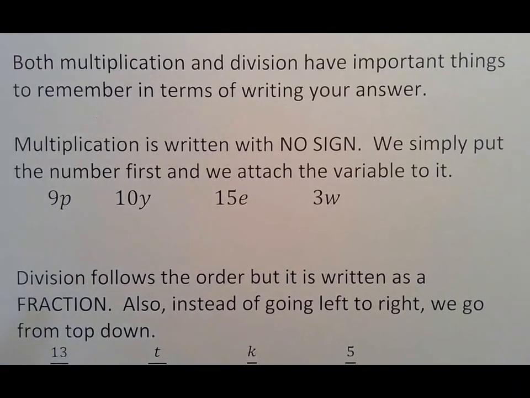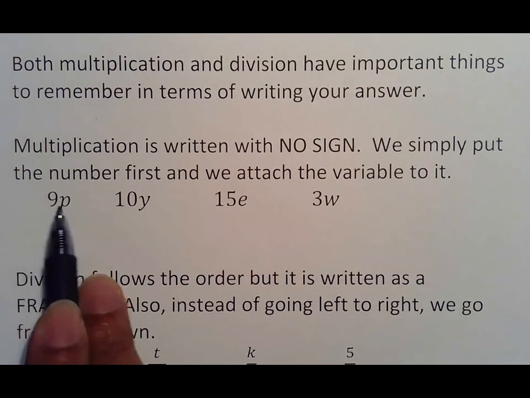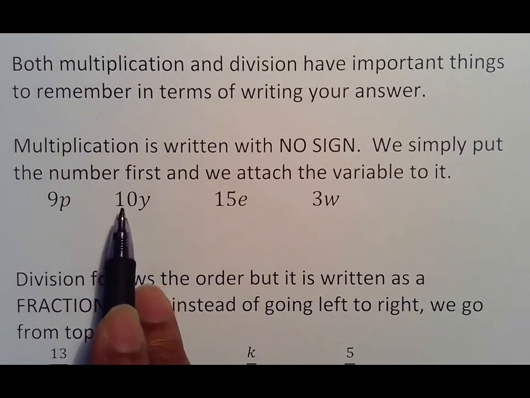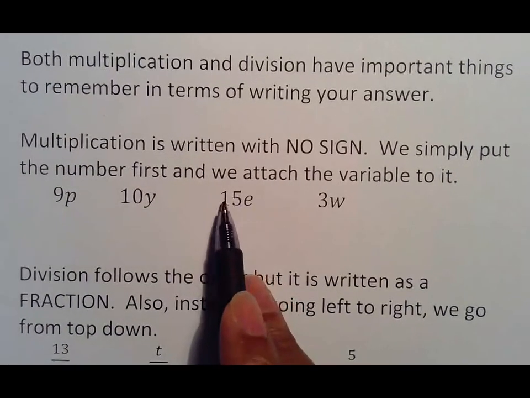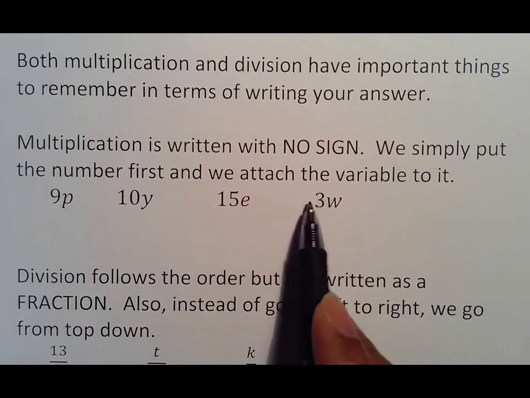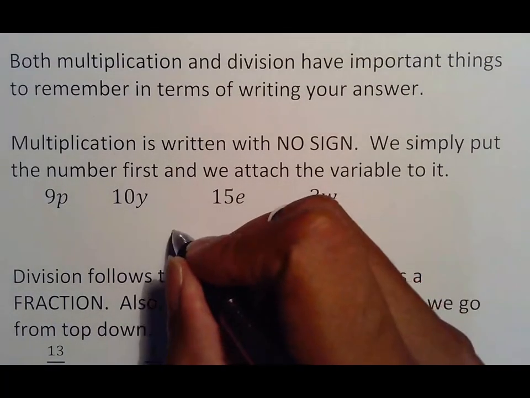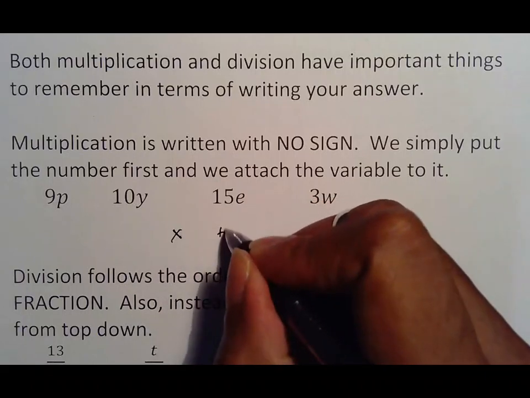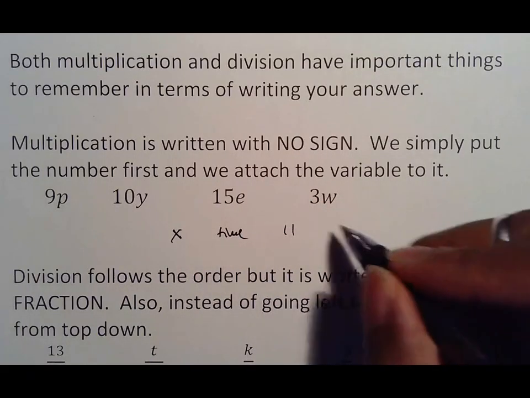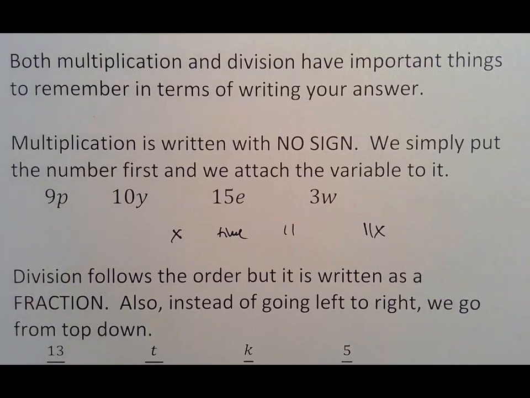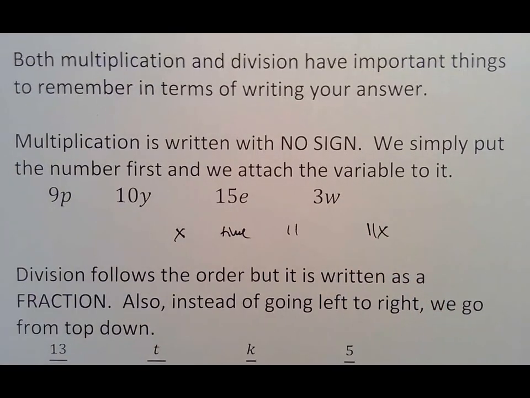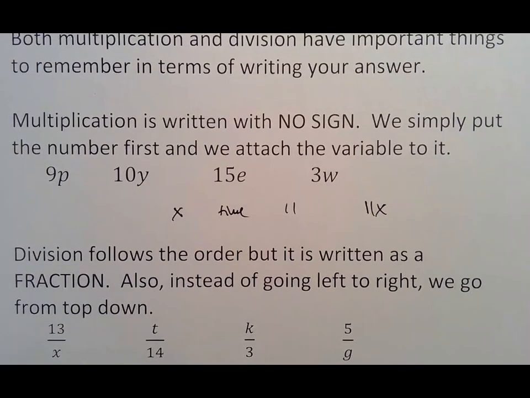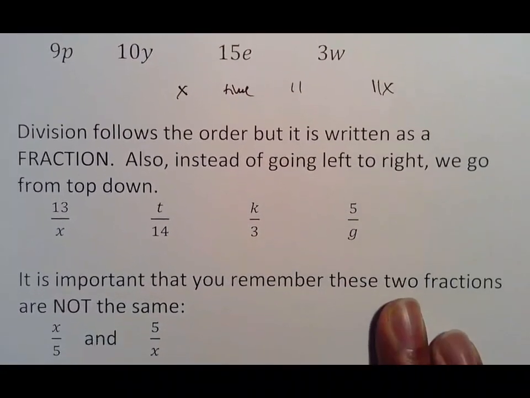Both multiplication and division have important things to remember in terms of writing your answer. The key thing in multiplication is that it's written with no sign. We simply put the number first and attach the variable to it. This is how you would write 9 times p. This is how you would write 10 times y. This is how you would write 15 times e. This is how you would write 3 times w. If I had x times 11, I would write it the same way, 11 and the x. So pretty much you write the number and then the variable. Anytime it's multiplication, don't worry about the order. Always put the number first and put the variable next to it.